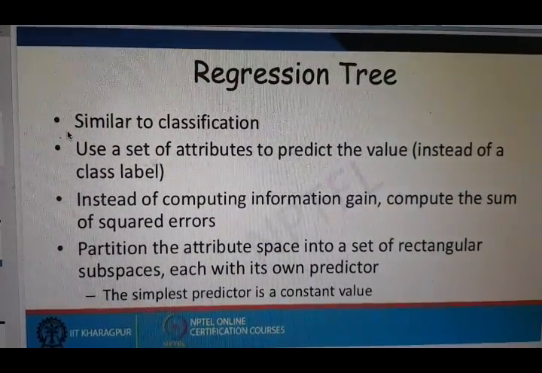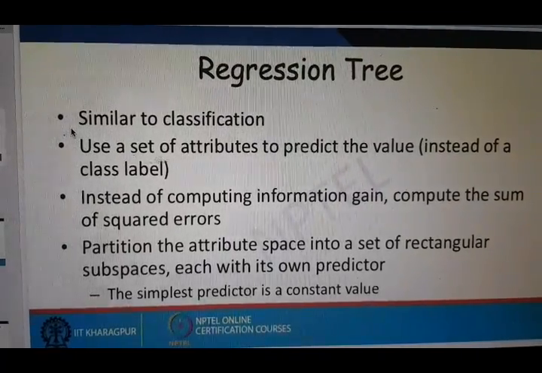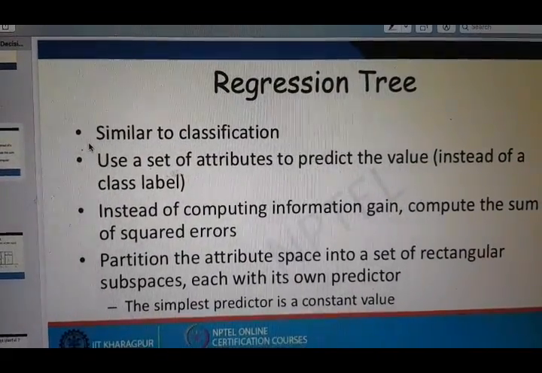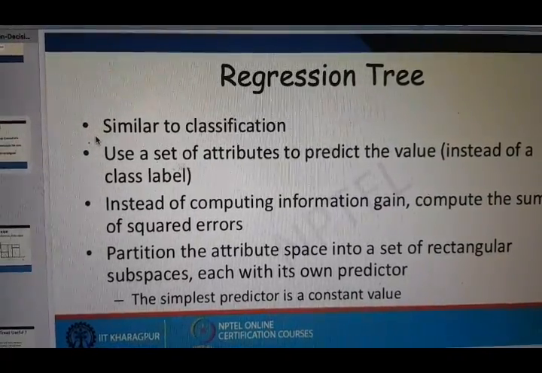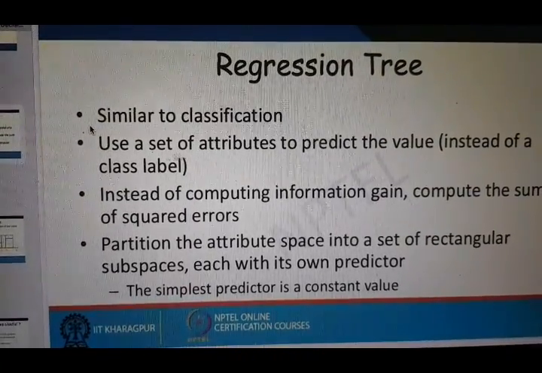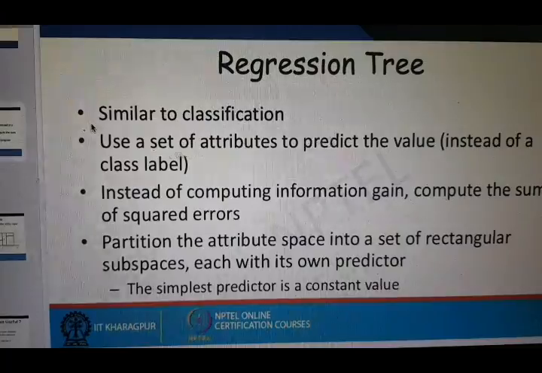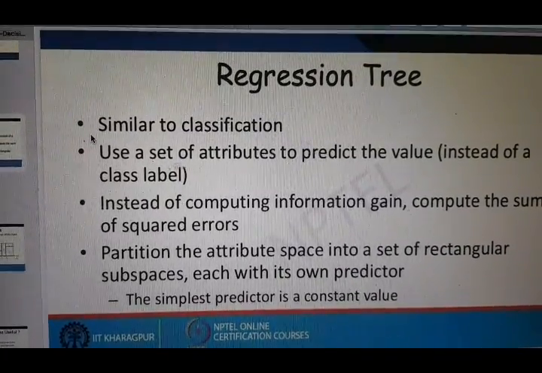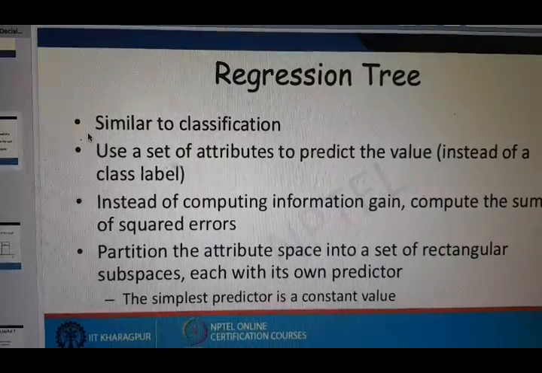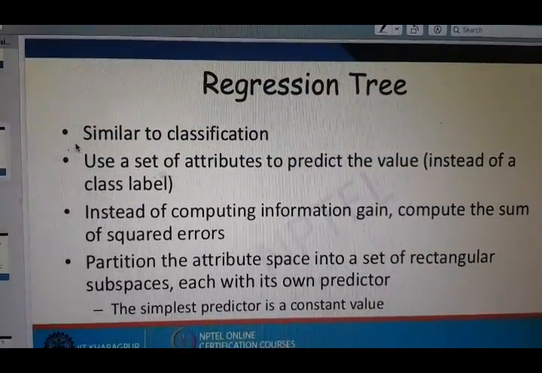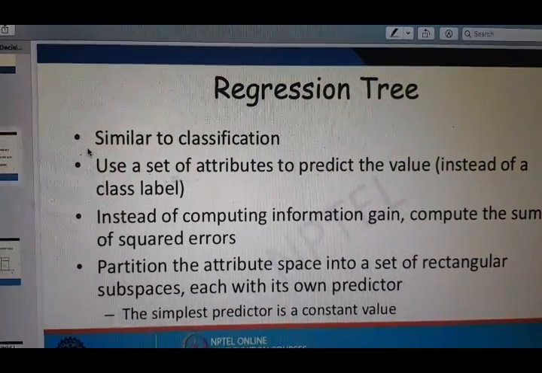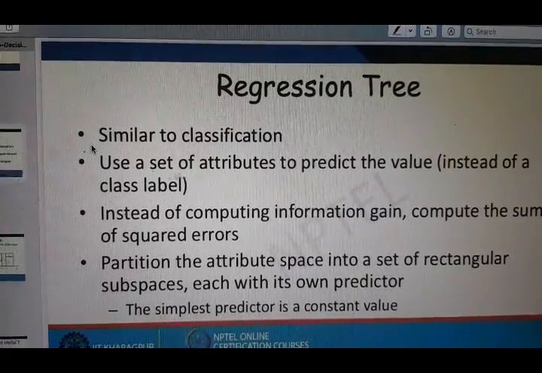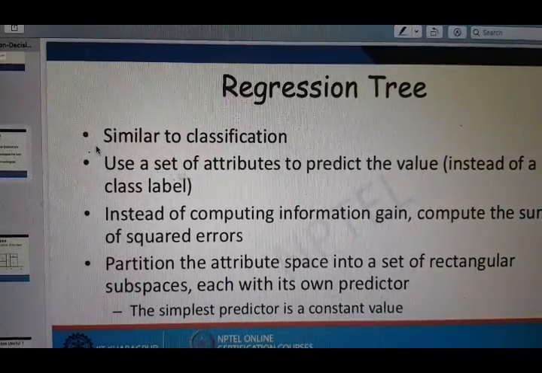Decision trees can be used for classification as well as for regression. Regression is similar to classification. It uses a set of attributes to predict a value, but we don't use a class label. Instead of computing information gain, we compute the sum of squared error. We partition the attribute space into a set of regular subspaces, each with its own predictor.